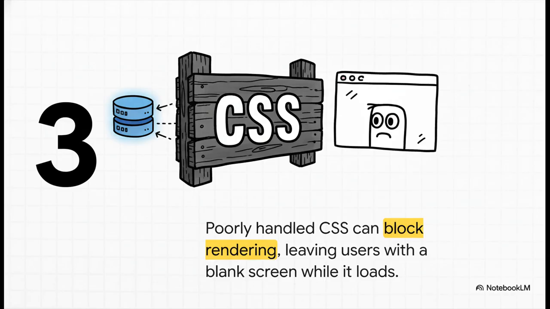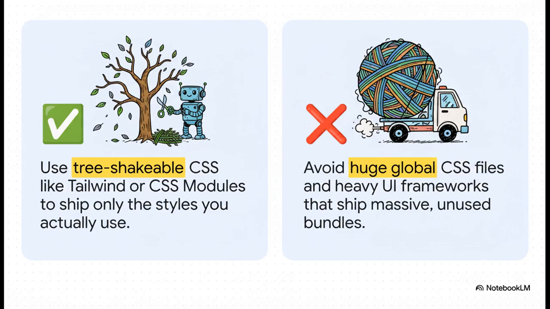So to round out our big three, let's talk about CSS. And here's the one crucial thing you have to understand. A web browser will not show a single pixel of your content until it has downloaded and parsed your CSS. This is what we call render blocking. And if you have a huge, bloated CSS file, you're literally forcing your users to just stare at a blank white screen.